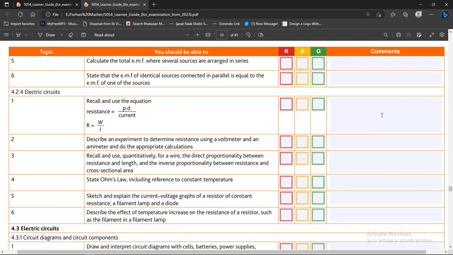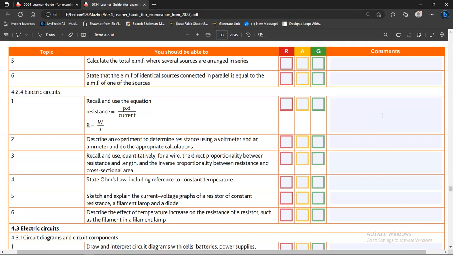Recall and use quantitatively for a wire the direct proportionality between resistance and length, and the inverse proportionality between resistance and cross-sectional area. State Ohm's law, including reference to constant temperature.